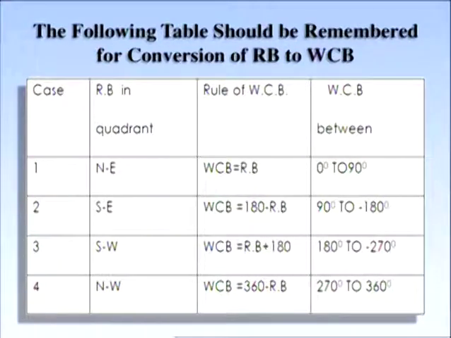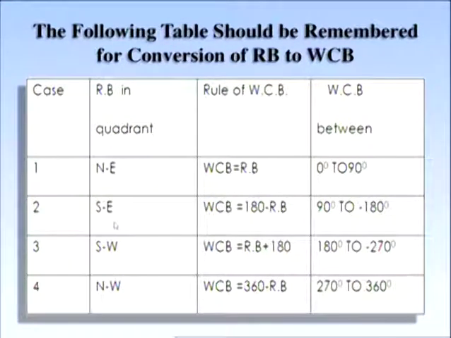Now we have seen how to convert the whole circle bearing to reduced bearing. Now we will see how you can convert your reduced bearing to whole circle bearing. If your reading is in the first quadrant, that is the northeast quadrant, then whatever the reading is given, you simply return the same reading. It will indicate the whole circle bearing, because your value is between 0 and 90 degrees.